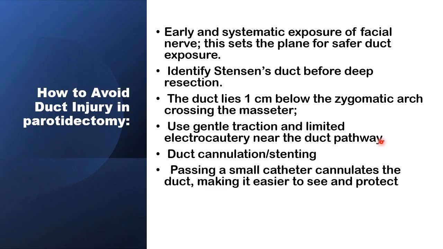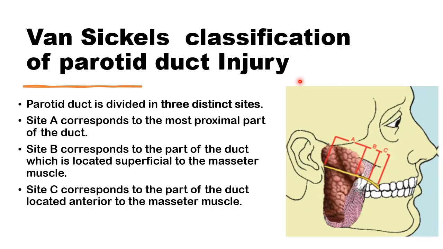If the duct cannot be identified anatomically, then duct cannulation or stenting through its oral opening can be done with a small catheter or a cannula, and this would give firmness to the duct and would then be easily palpated and identified. A common classification of the parotid duct injuries is based on the site of the injury.